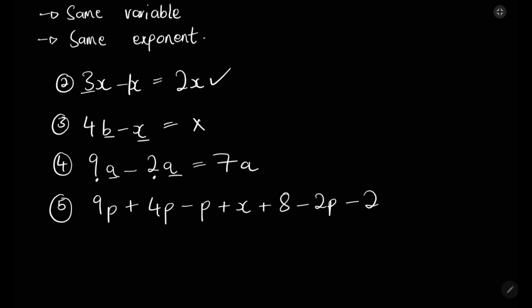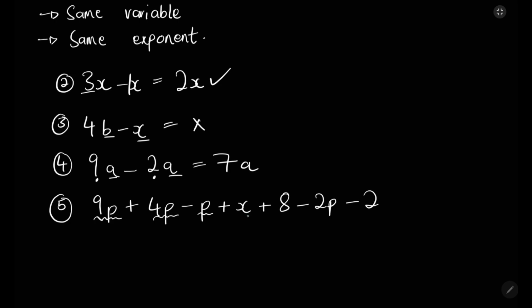Number 5, we have 9p plus 4p minus p plus x plus 8 minus 2p minus 2. Let's check our like terms. We have 9p here. 9p plus 4p. Are these like terms? We have the same variable and the same exponent, so these are like terms. Minus p, same variable and to the power 1, right? So we have the same exponent.